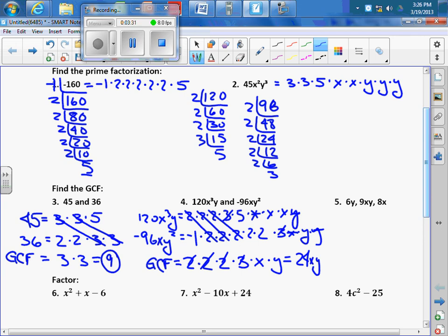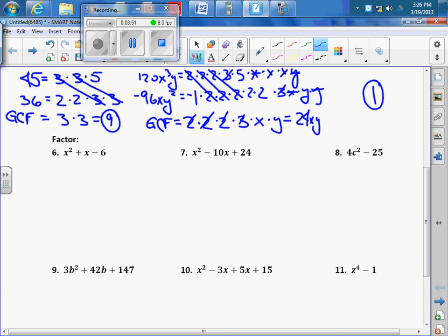In number 5, 6, 9, and 8, what's in common? 1. Do we have any variables in common? Well, I'd have to have a y in all 3 of them. I don't in the last one. I would need to have an x in all 3 of them. I don't in the first one. So my GCF here is 1.